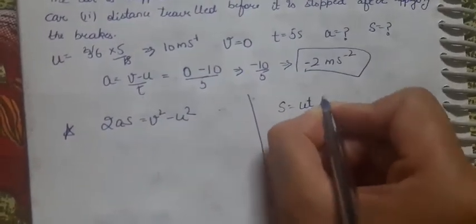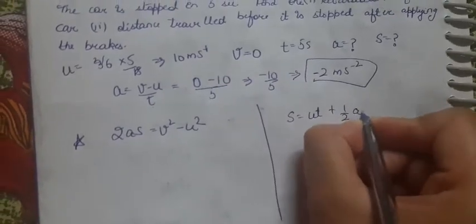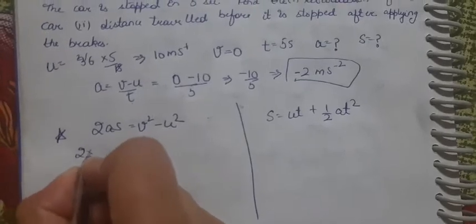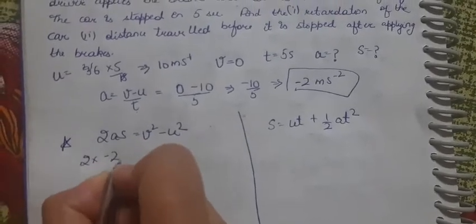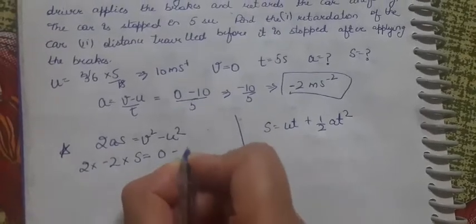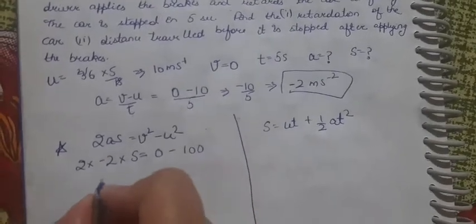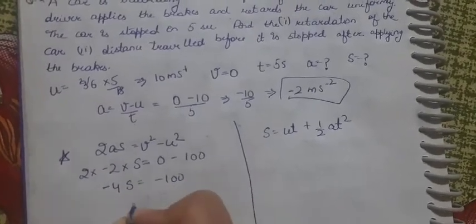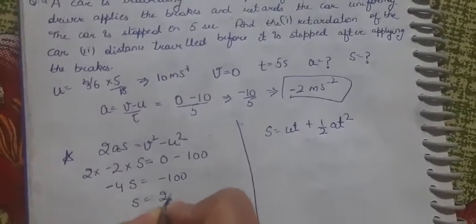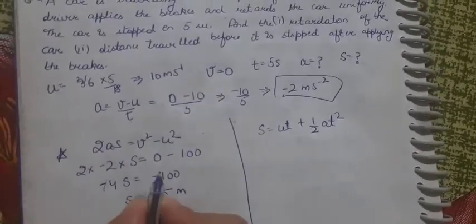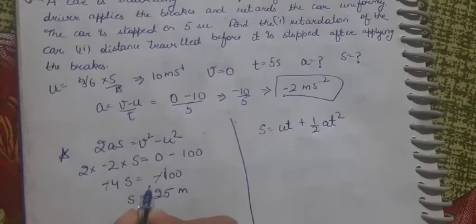By using this formula you can also find s, and by using the other formula you can also find s. दोनों मेथड से मैं आपको बता देती हूँ करके ताकि आप कंफ्यूज ना हो. ए था आपका -2, वी था 0, यू था 10, 10 का स्क्वायर 100. ये आपका आ गया -4s = -100. s is equal to 25 मीटर. माइनस माइनस कट हो गए यहाँ पे, तो s is equal to 25 मीटर.